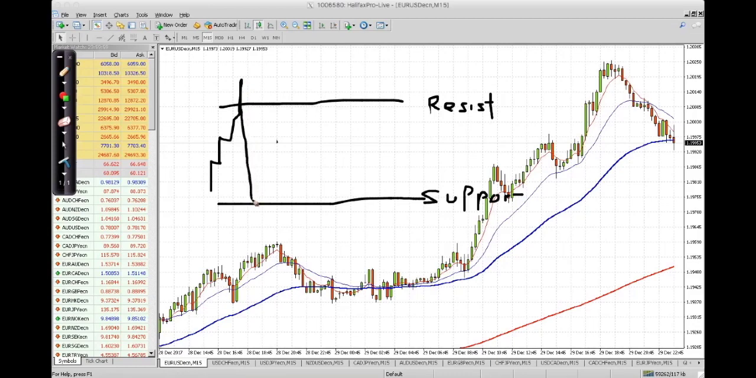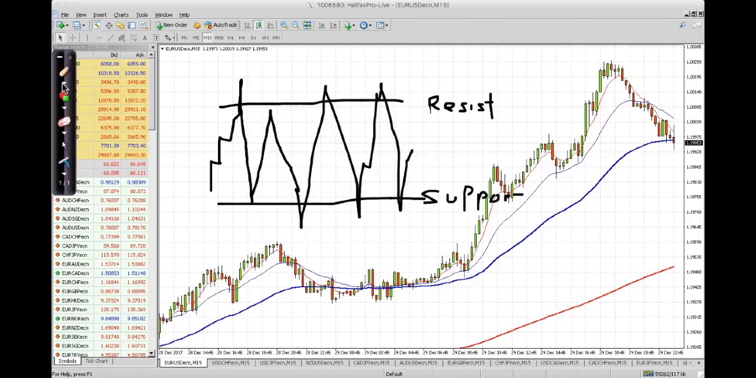Similarly, it may touch support here, go up, and sometimes it may not even reach that line. It may fall short and come down. And again, it doesn't stop exactly at that level. It could pierce below that level and go up. And like so.